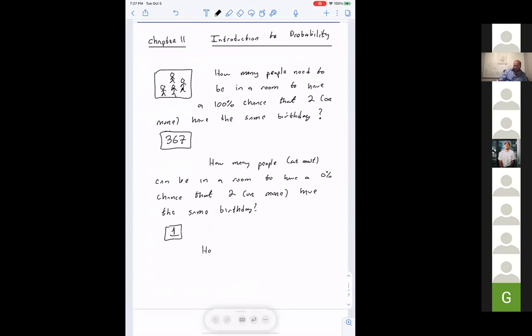So those two questions were relatively easy to answer. This one: how many people need to be in a room to have a 50% chance that two or more have the same birthday?